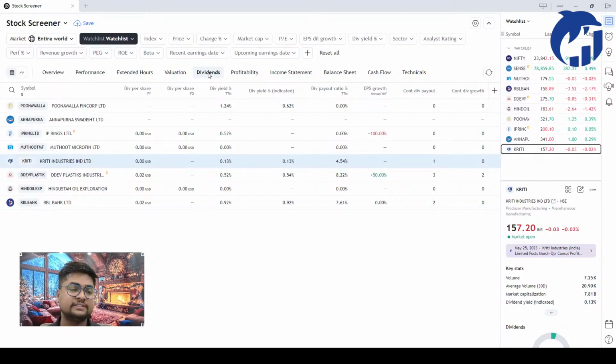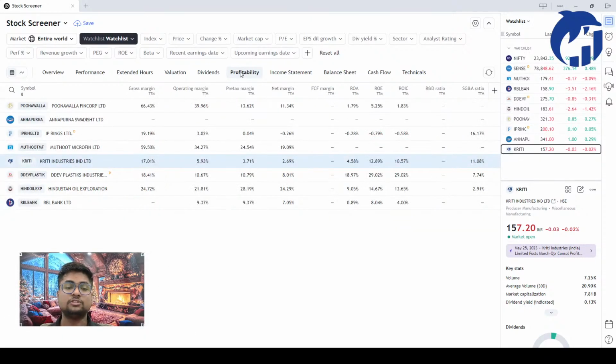Talking about dividends, we will have a look at how they are providing dividends. We will also talk about profitability, how they are increasing their profitability: the gross margin, operating margin, pre-tax margin, net margin, FCF margin, return on asset, return on equity, ROIC, R&D ratio. So we will look at each and everything, right?